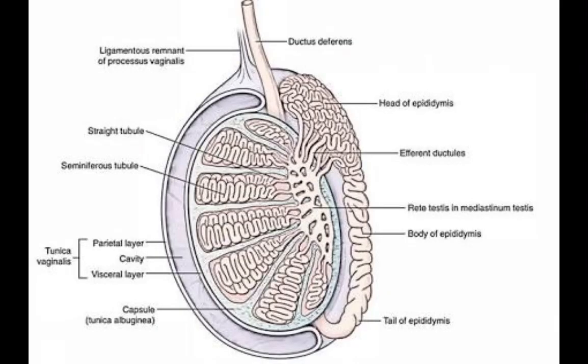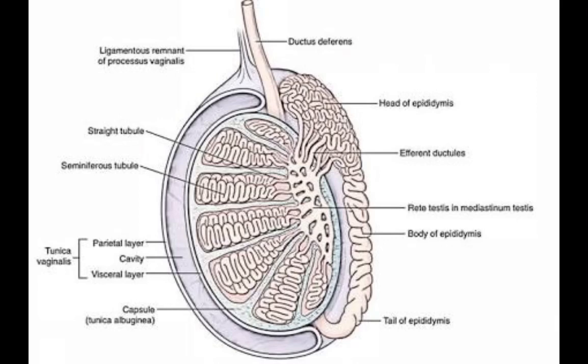Now the coverings of testis. Each testis is presented with 3 coverings, and these are, from inside to outside: one is the tunica vasculosa, tunica albuginea, tunica vaginalis. These are the layers which are covering the testis from inside to outside. I repeat, from inside to outside: tunica vasculosa, tunica albuginea, tunica vaginalis.